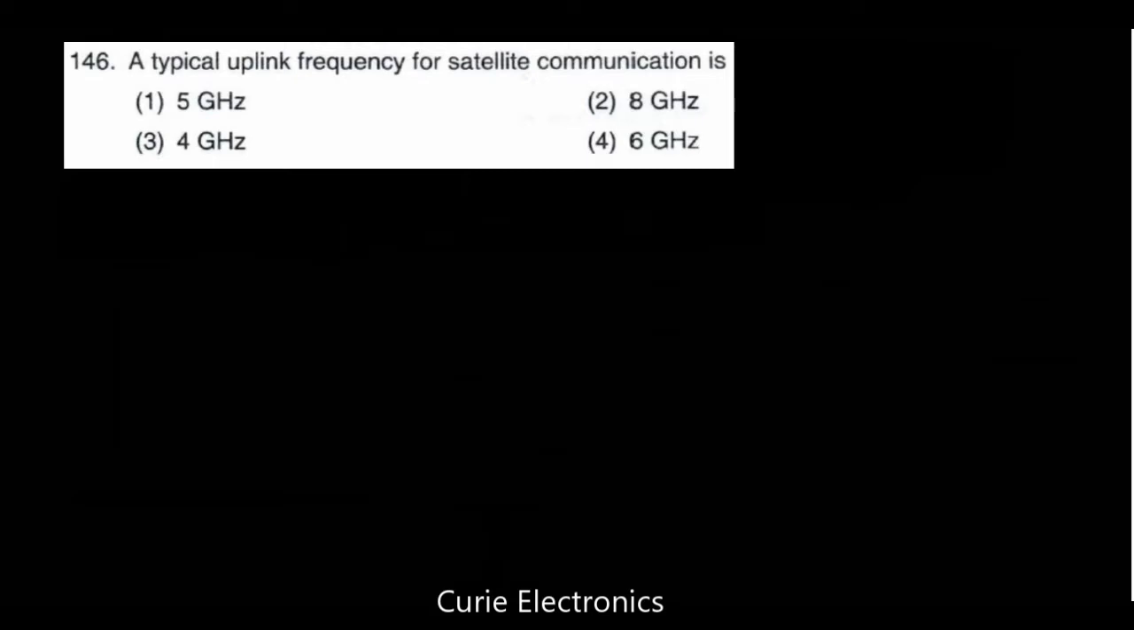A typical uplink frequency for satellite communication is 6 gigahertz. This is the C-band communication, and for C-band the uplink frequency is always higher than the downlink frequency. So here 4 gigahertz is the downlink frequency.